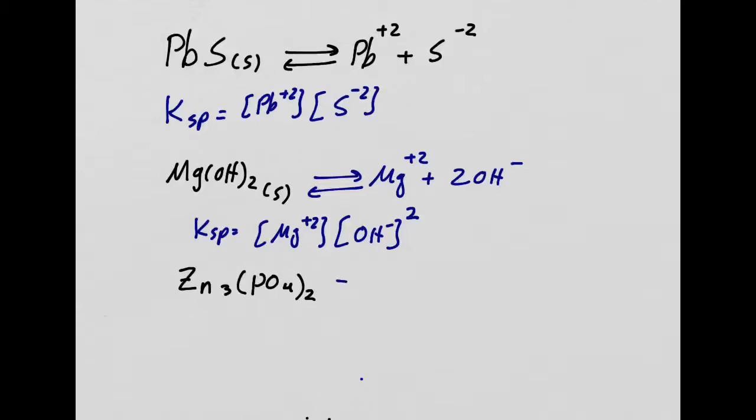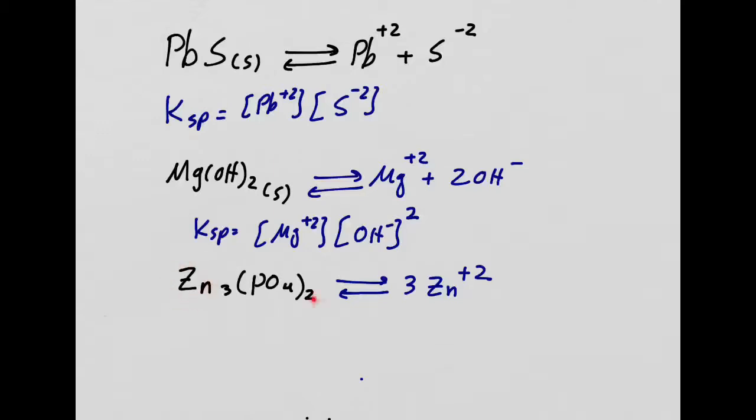Okay, hopefully you paused me and you did this. When this breaks up, how many zinc do I have? I have 3 zinc, right? So it would break up into ions, zinc plus 2. Now remember, when they break up into ions, they break up into ions.